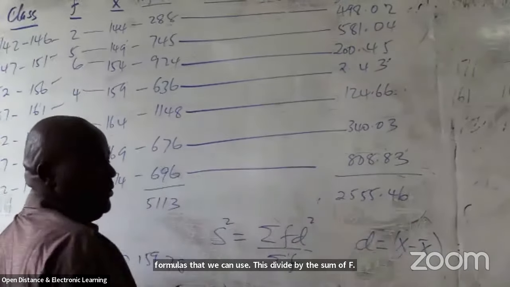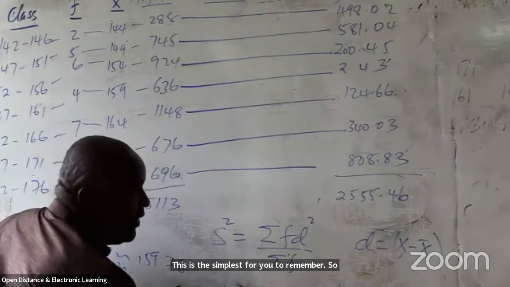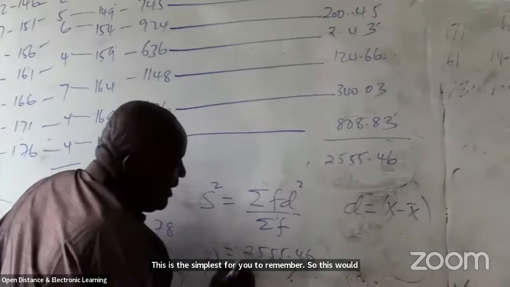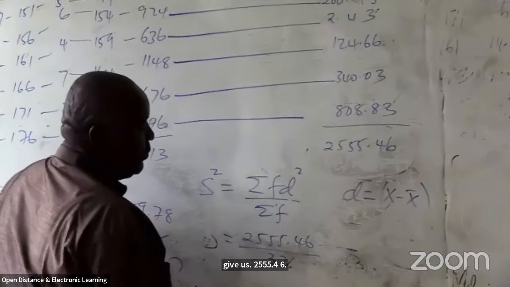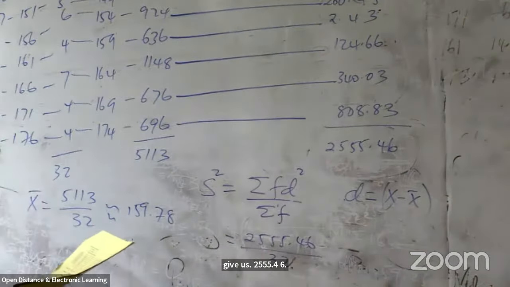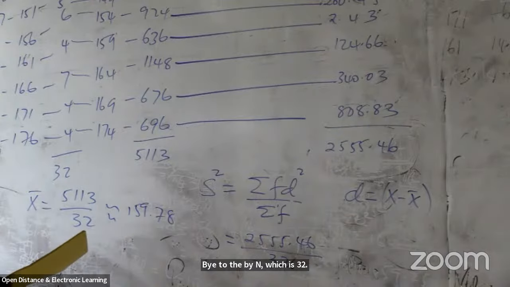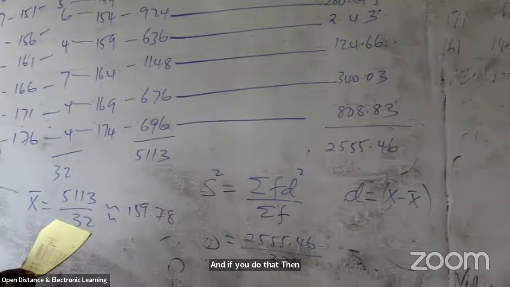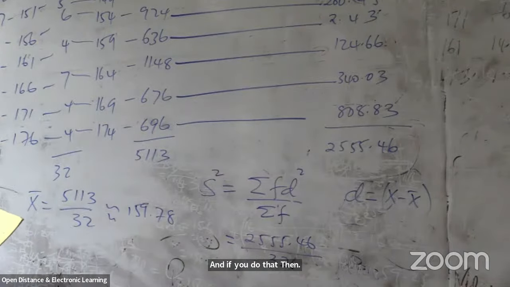D for deviation. So this will give us 2555.46 divided by N, which is 32. And if you do that, you will get what we refer to as the variance.